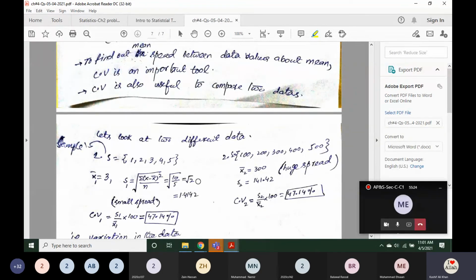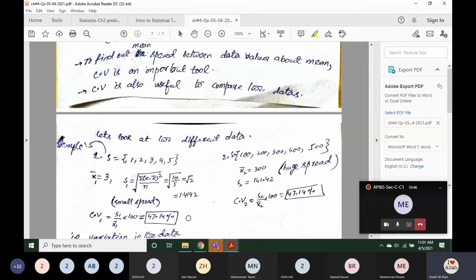So what will be the standard deviation under root 2? So standard deviation is 1.4142. Now what will be the coefficient of variation? 47.14%. Now look at the second data.